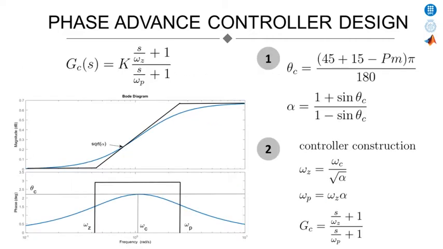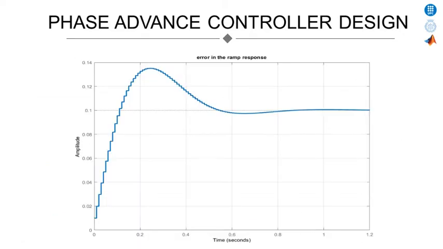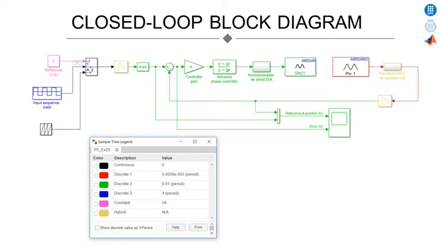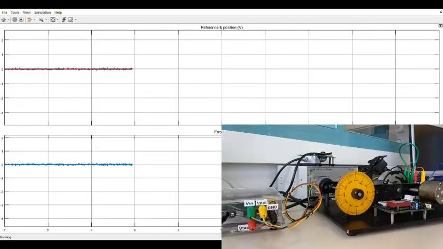For that, first, the maximum phase advance provided by the controller and the length of it is calculated as it can be seen on the image. After that, the controller is constructed and whether the obtained new phase margin is correct is checked. As we can see, the temporary response to a ramp type input represent an error of 0.1. In the following video we will see how the controller works in the real plant. This image shows the Simulink block diagram created for the implementation of the phase advance controller.